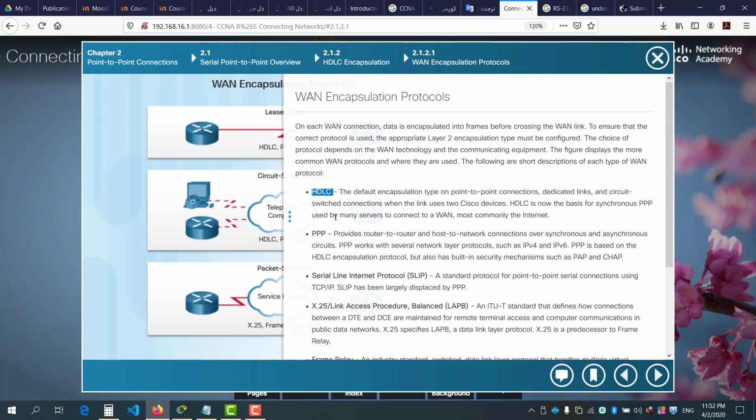So we will discuss all the previous protocols in brief, and then we'll focus on the two protocols. The first protocol is called HDLC, which is the default encapsulation type for point-to-point connections, dedicated links, and circuit-switched connections. When a link uses two Cisco devices, HDLC is the base between the two sides.